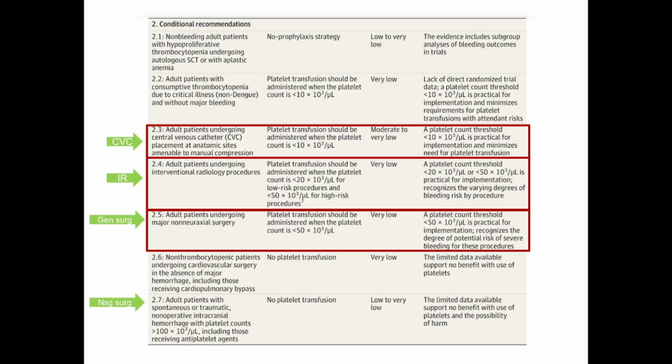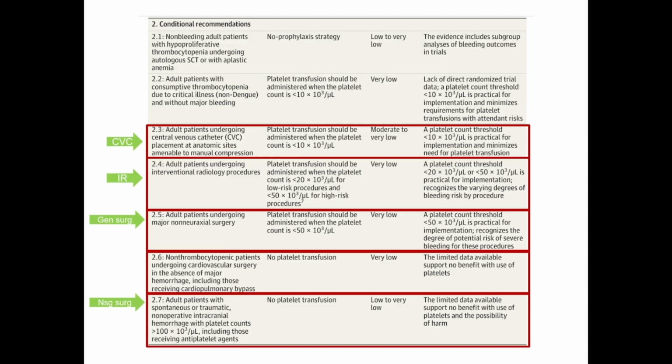In general surgery cases, the platelet count should be higher than 50,000. If the patient is non-thrombocytopenic and undergoing cardiovascular surgery, and there's no major hemorrhage, including those receiving ECMO, there's no need to transfuse platelets if they're not bleeding and they're non-thrombocytopenic.